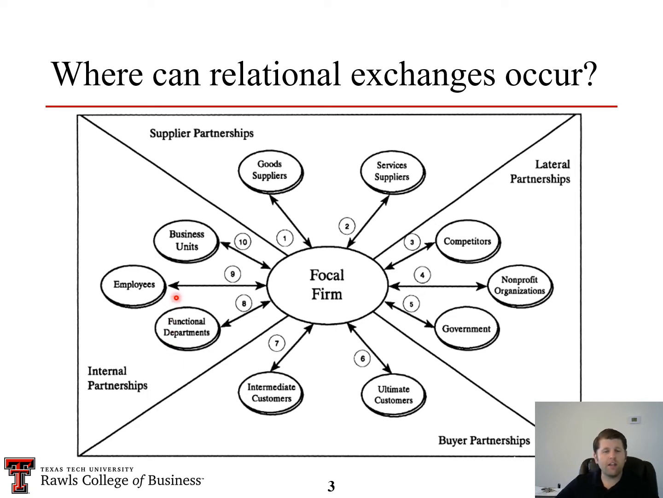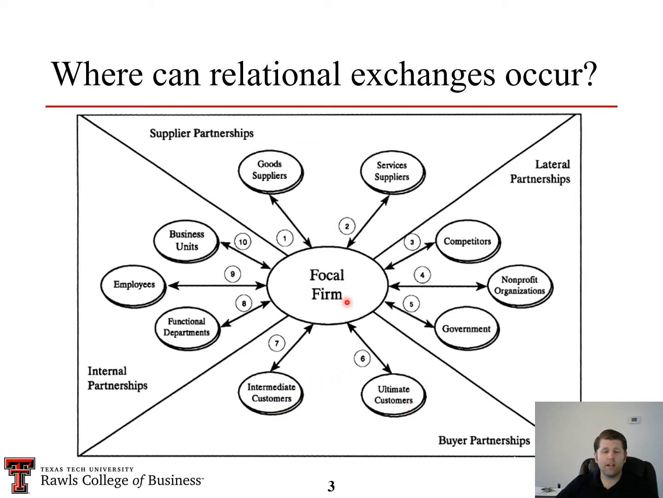So all of these concern partnerships. We have supplier partnerships, lateral partnerships like with our competitors, nonprofit organizations, and governments. We may have internal partnerships, like with our employees and other functional departments, and we may have buyer partnerships. So this could be like our intermediate customer and then our ultimate customer.